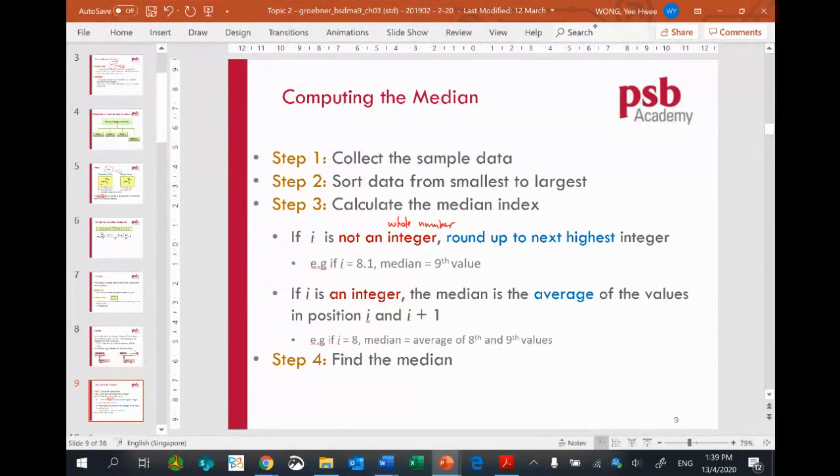Okay, the next one. So you get 8.1, the next one will be 9. Right, this is how you figure out. You get 8.25, there will be 9 also. If you get 8.75, also 9.